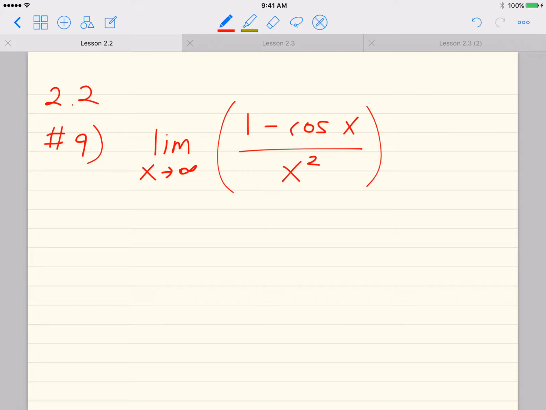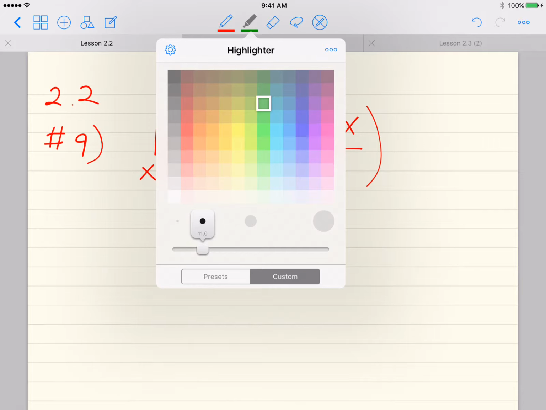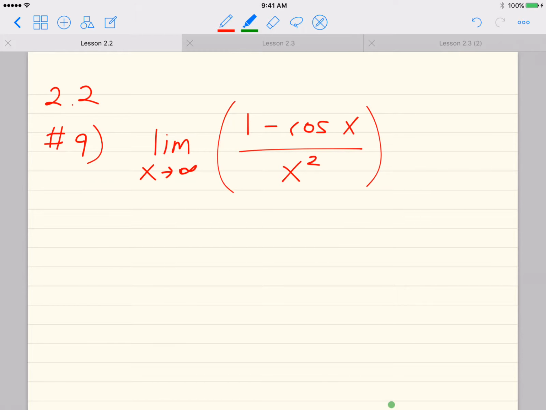Okay, this is number 22. I'm sorry, this is lesson 2.2, number 9. Let me help you with this question. We're asked to find the limit of (1 minus cosine of x) over x squared as the x value approaches positive infinity. And we're also told to use the squeeze theorem.